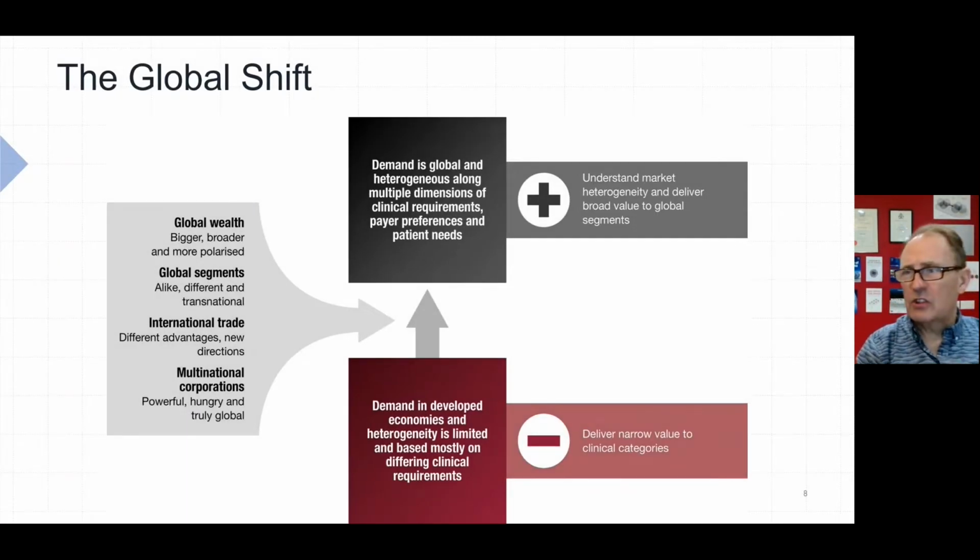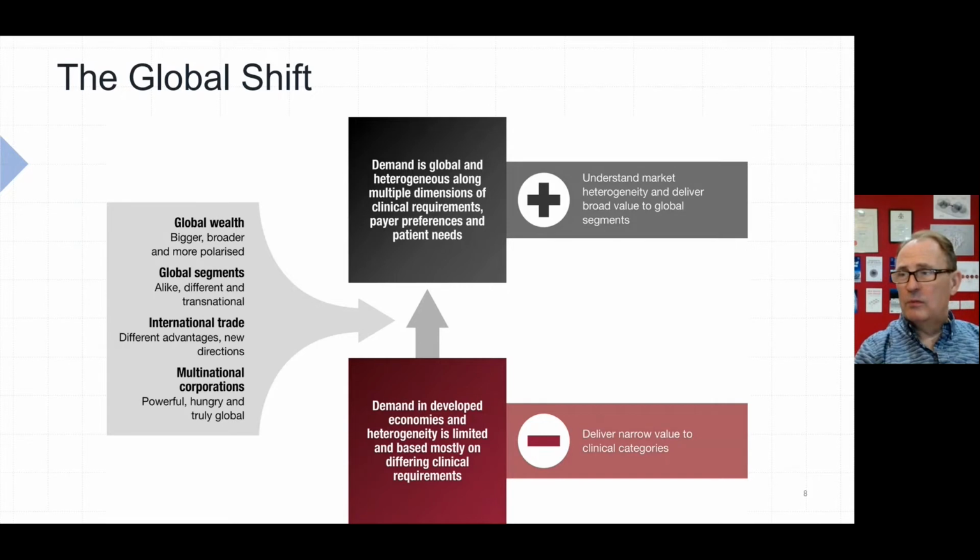The second of the six great shifts I call the global shift. So these things on the left, international trade, multinational corporations, and so on, have shifted the world from a world where demand is mostly in developed economies, and in as much as it is heterogeneous, it is heterogeneous based on clinical requirements. So most of the market was in Western Europe and the States and a few other countries like Japan.